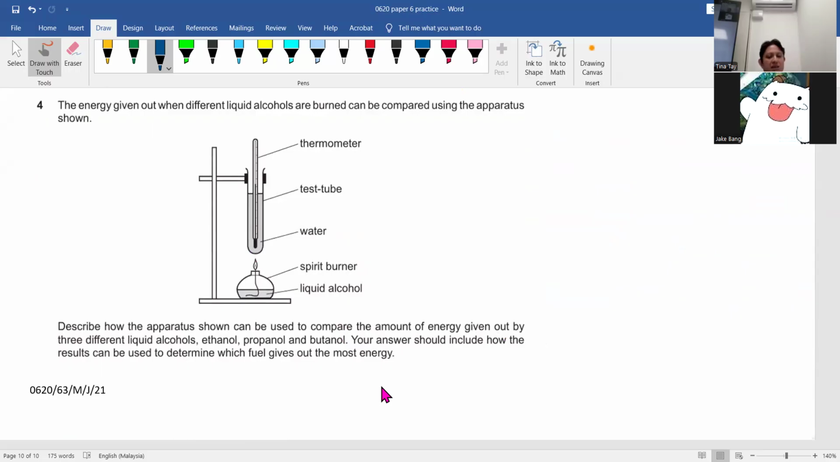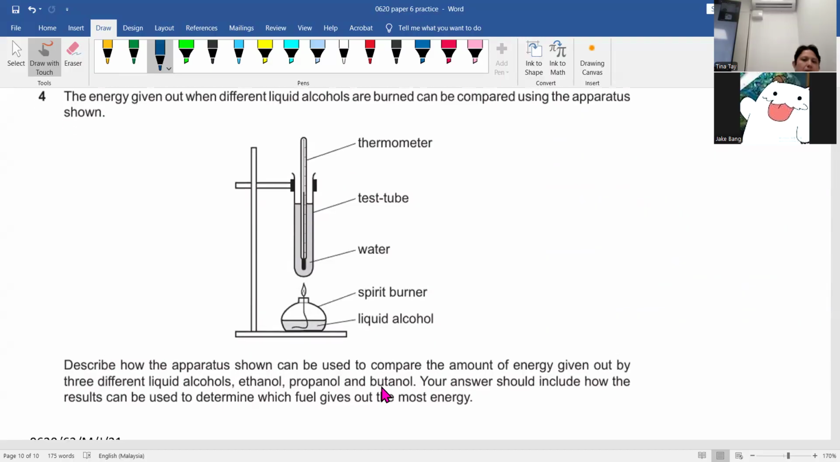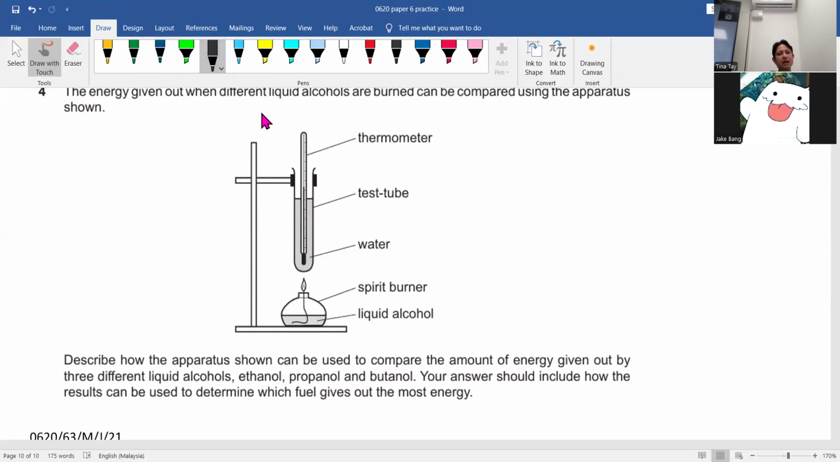How do you know which fuel is better? What you can do is measure the amount of energy. You heat up, let's say 2 grams of the three fuels, ethanol, propanol, butanol, and then you see which one causes the thermometer to increase to the highest temperature. This is the easiest one. Do you understand? So the easiest one is to write down a specific volume of water.